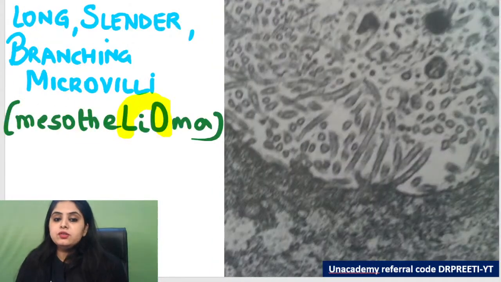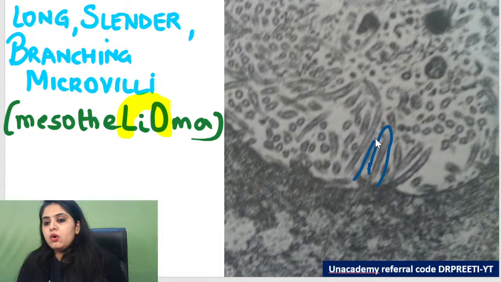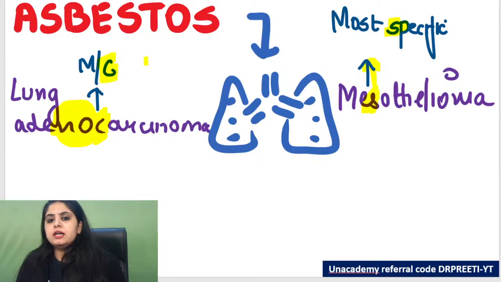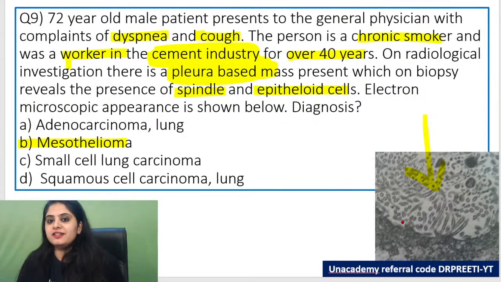Versus mesothelioma, can you see? It shows you these very long and branching microvilli. They are branching further and further. Can you see that? So they are long and branching microvilli. Very simple to remember now. Remember, adenocarcinoma shows me no branching and mesothelioma shows me long branching microvilli. Got it? Easy.